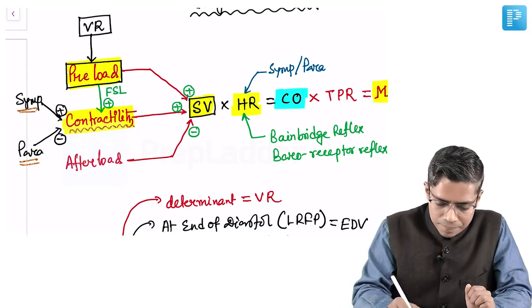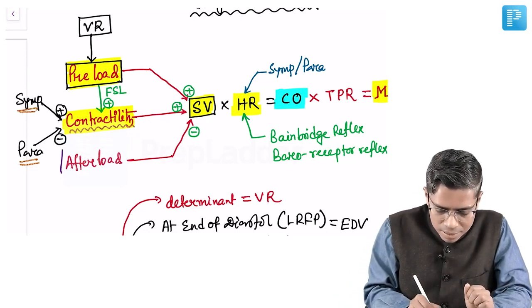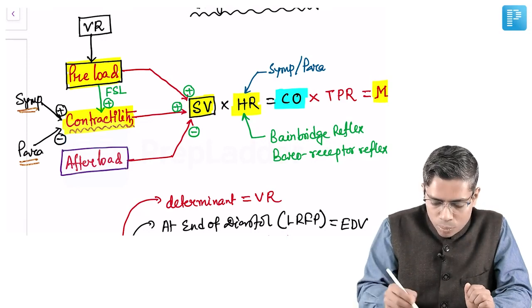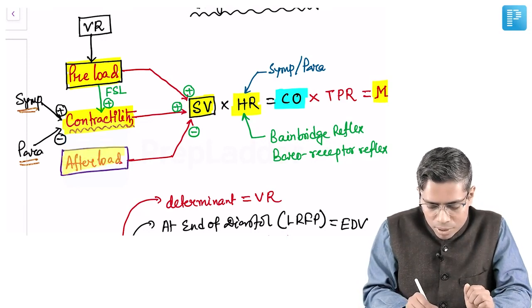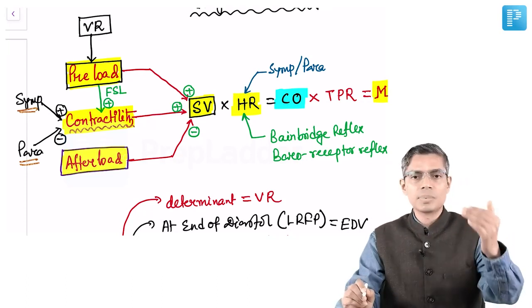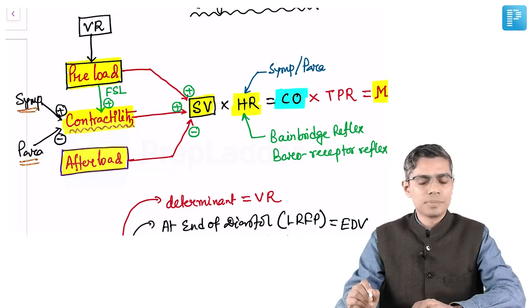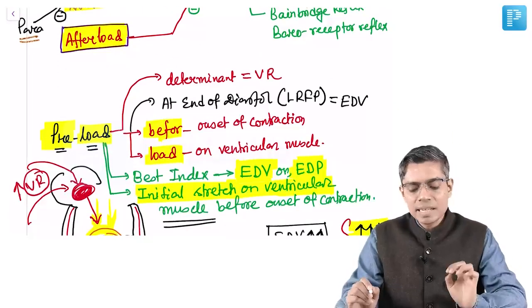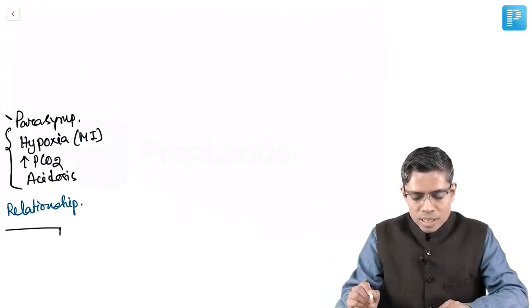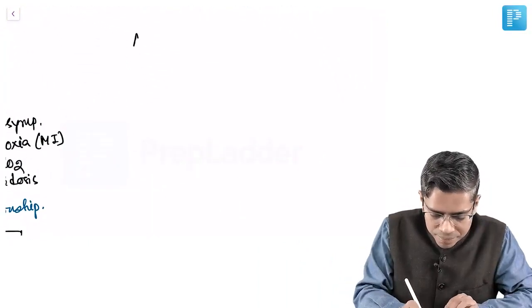Now the last parameter which is written here is the afterload. Now let's discuss. But before that, I hope all of you remember that afterload is negatively related with stroke volume, meaning the more the afterload, the lesser will be the stroke volume. So what is afterload? Again, you have to think like this: if preload means before, then what is the meaning of afterload?